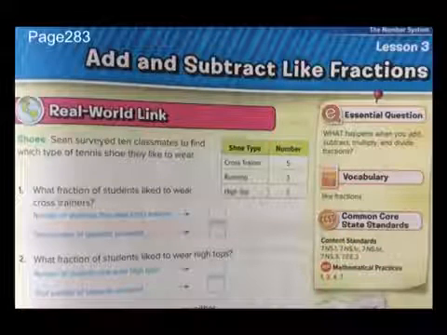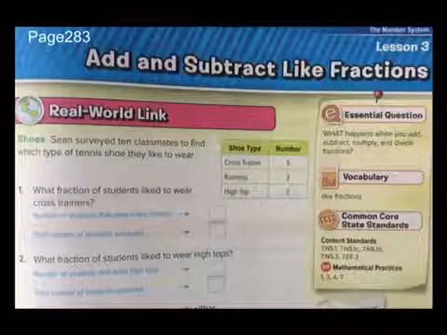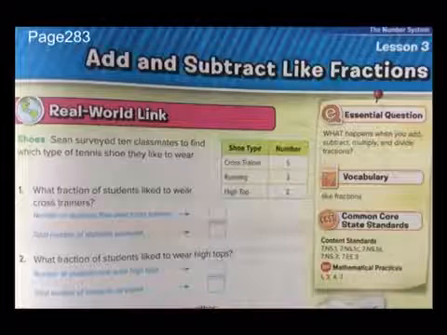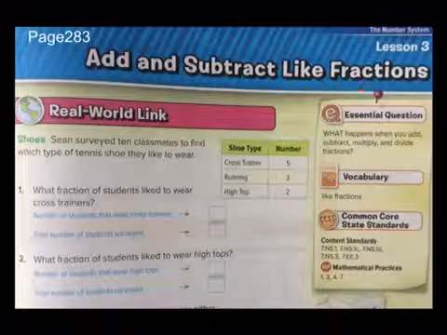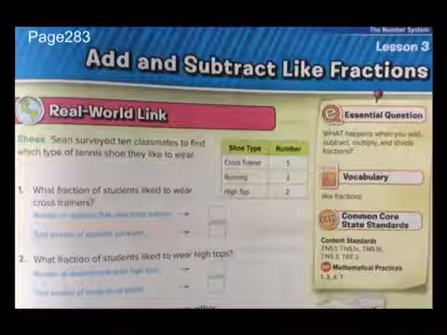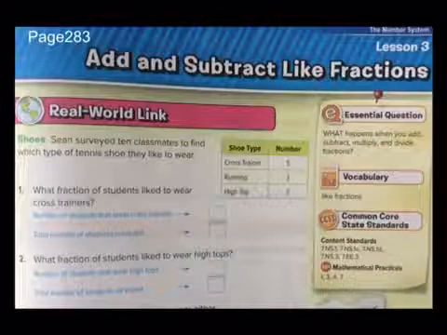Hello everyone and welcome to lesson 3 from chapter 4 found on page 283. Add and subtract like fractions. So like fractions means fractions with the same denominator, the same bottom number.